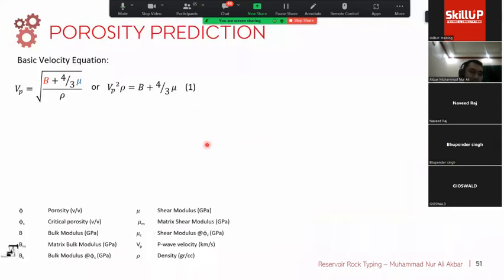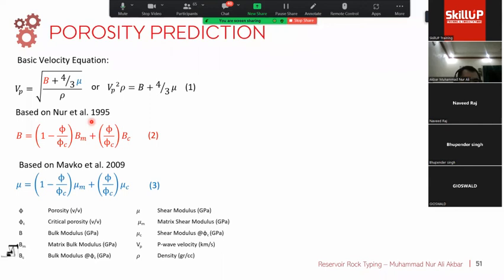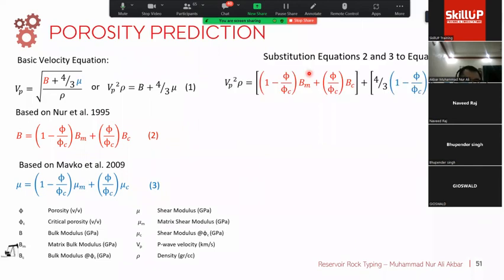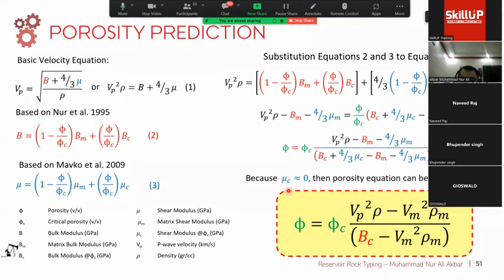Another thing, since we know that PWF velocity is a function of bulk modulus and shear modulus, and based on Nur in 1995 and Mavko et al. in 2009, how the critical porosity concept was based, we try to substitute equations 2 and 3 into equation 1. And finally, we can make a new equation to predict the porosity based on the PWF velocity and also density, which we call the acoustic impedance.